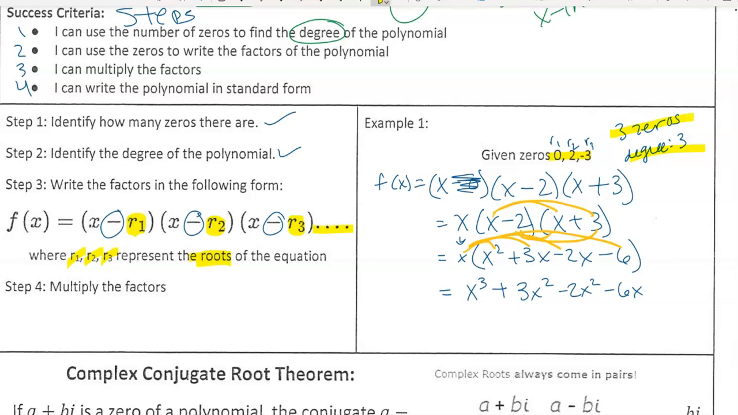Now you should see that these middle 2 terms are both x squared. We can go ahead and combine those. If you combined them up here and then distributed the x, that's totally fine too. We'll all get to the same place. So 3 minus 2 is going to give us just 1x.